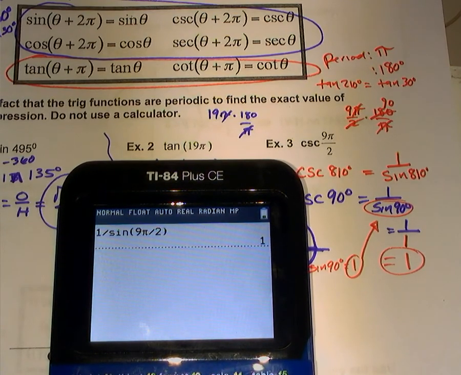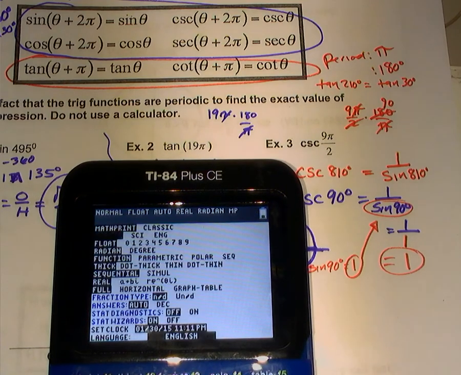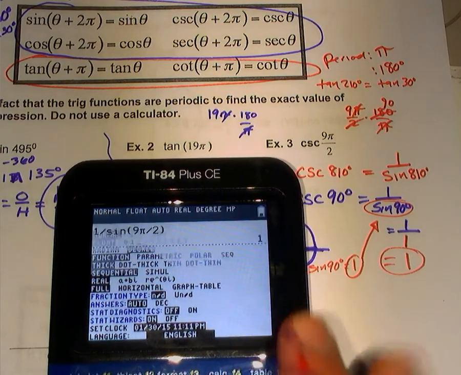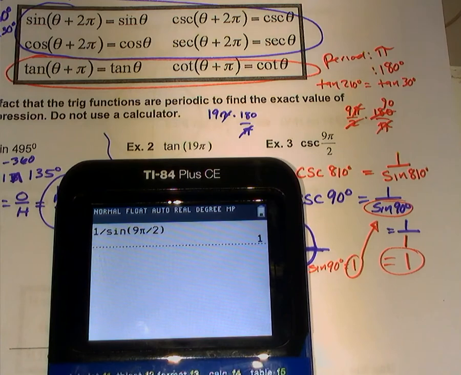Okay, so good question. All right, let's go back to degrees. So if it's got a pi in it, it's got to be in radians. If not, it's going to be wrong.